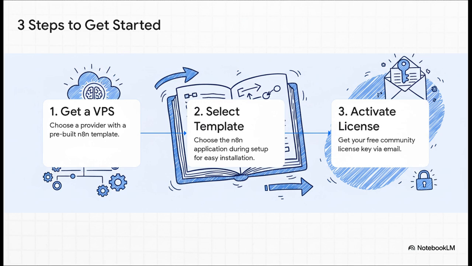It really just boils down to 3 simple steps. 1, you get a VPS. Just look for a provider that has a pre-built n8n template. 2, you just click that template when you're setting it up, and it does all the hard installation stuff for you. And 3, you activate your free community license. That's literally it. You're ready to go.